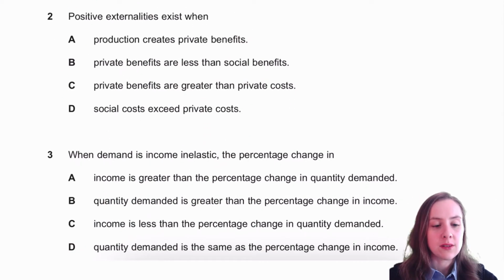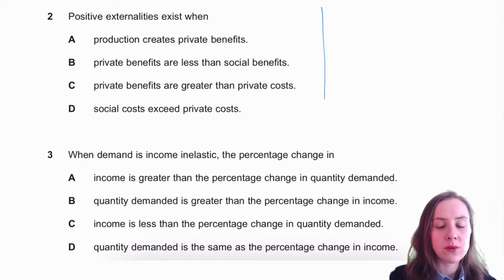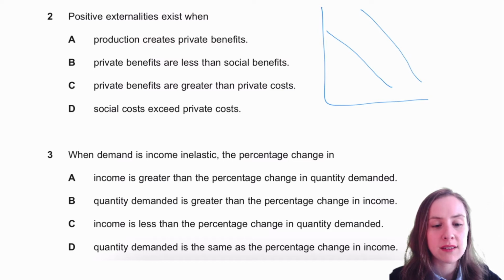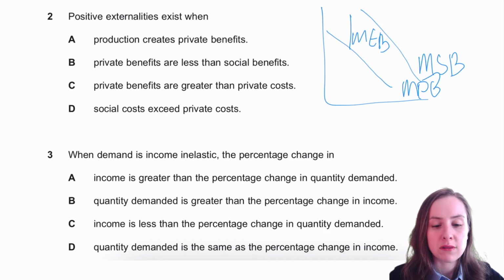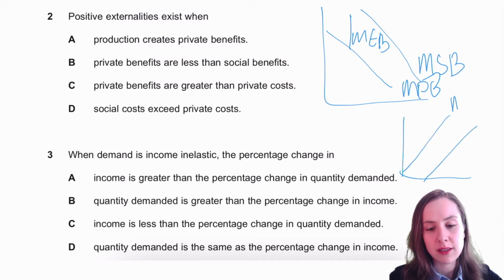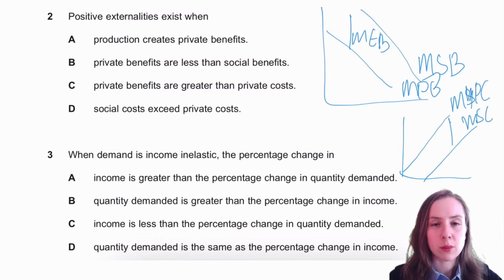Positive externalities, so these are the things that cause your demand curve to split if they're in consumption. So your MSB would be higher than your MPB. The difference between them would be your MEB, which is your positive externality in consumption. They could also affect the supply, so that would cause your social cost to be lower than your private cost.